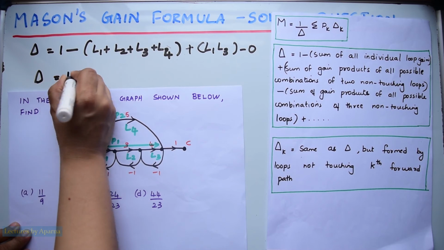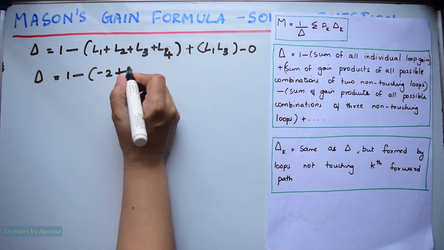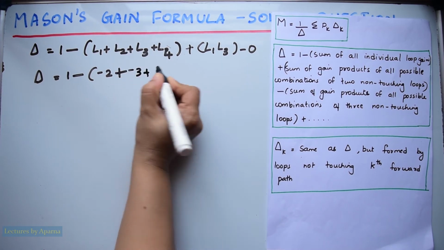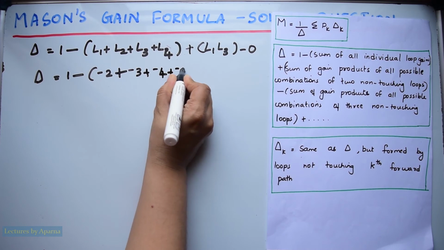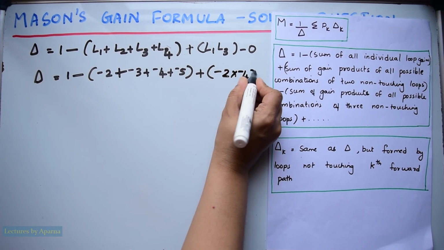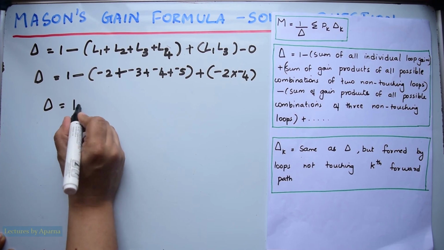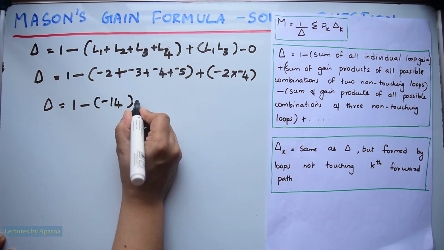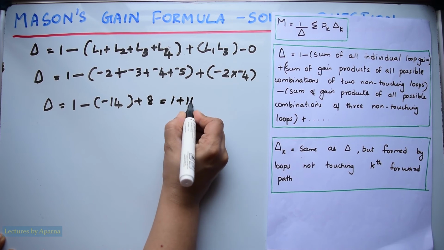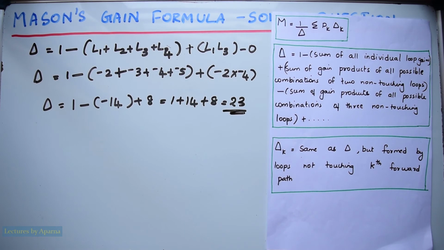Therefore, delta is equal to 1 minus, you have to add the loop gains of all these loops. We have already found the loop gains, so substitute those values: minus 2 plus minus 3 plus minus 4 plus minus 5 plus L1 into L3, that is minus 2 into minus 4. So delta is equal to 1 minus minus 14 plus 8, that is equal to 1 plus 14 plus 8, that is equal to 23. So we got delta is equal to 23.